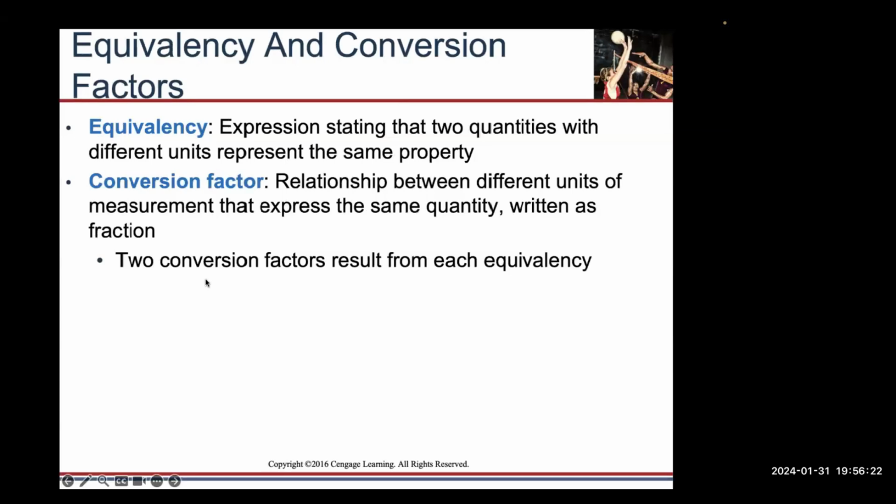Okay, equivalency and conversion factors. Equivalencies are kind of like what we just did with the furlong and the rod, right? They're expressions of two different quantities with different units, representing the same type of property. In this case, that was distance. And a conversion factor is similar: it's just different units of measurement expressed for the same quantity, okay?